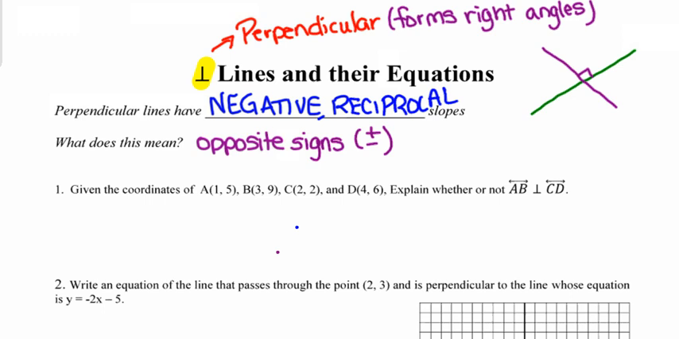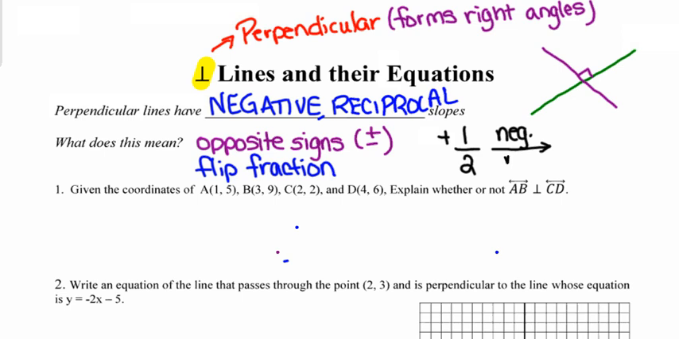The other criteria in order to be a negative reciprocal is that you're going to flip the fraction. So in other words, if one of my slopes was a positive 1/2, then the negative reciprocal of that would be a negative 2/1. So this positive became negative, and I took the numerator and denominator of the fraction and flipped them around. So again, opposite signs and flip that fraction around.